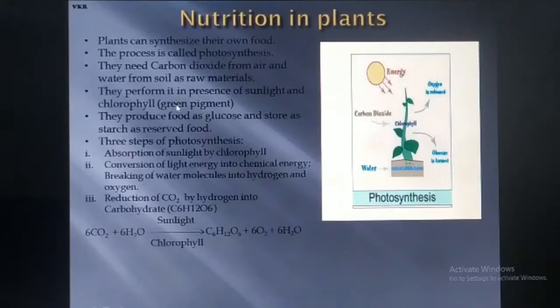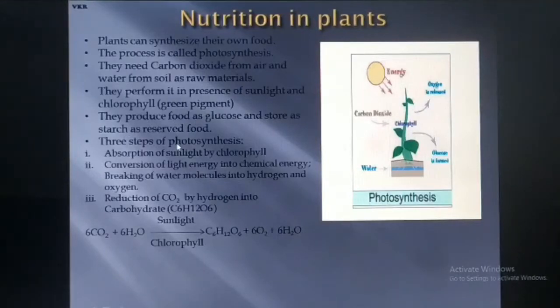Where is chlorophyll? We will see later on in detail in the later part of the slides. Well, sunlight and chlorophyll act as catalyst and support here. Well, they produce food in the form of glucose and they store the food as starch, as a reserve food. We will talk about this later on.